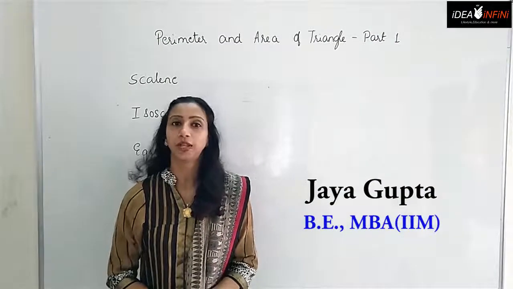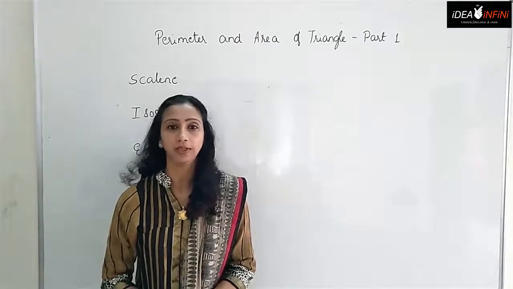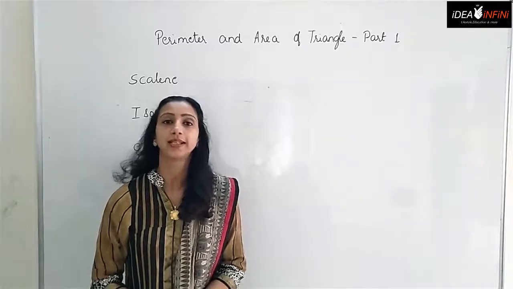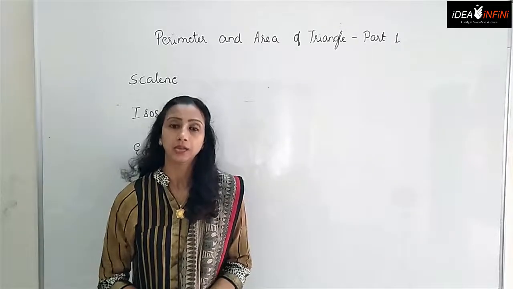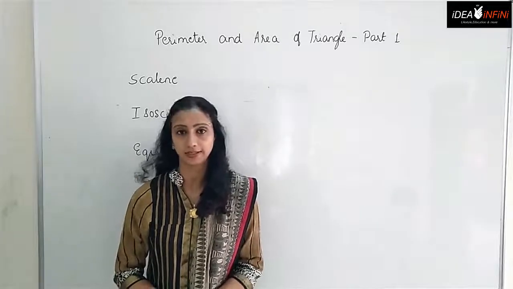As we all know, there are three types of triangles: scalene, isosceles and equilateral. A scalene triangle is the one which has all three sides unequal. In an isosceles triangle, two sides are equal. In an equilateral triangle, all three sides are equal.